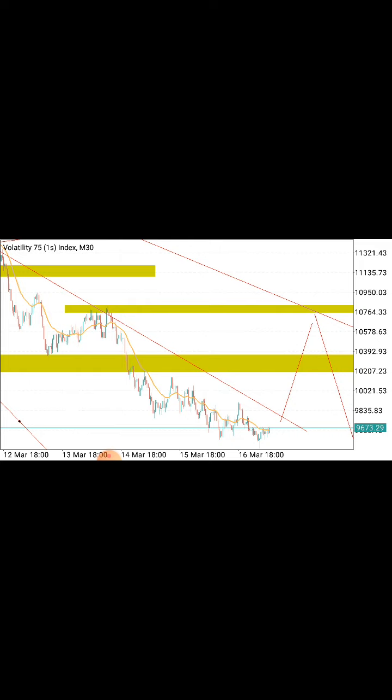And you can only identify those turning points by identifying the order blocks where the market had turned previously. Expect something to happen there again.